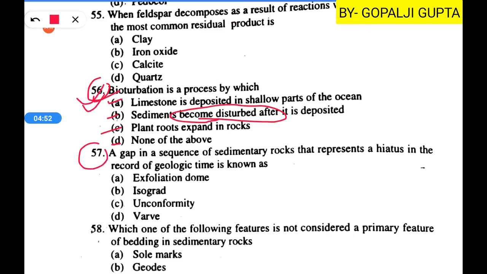Then question number 57 is, a gap in a sequence of sedimentary rock that represents a hiatus in the record of geological time is known as what? This is simply known as an unconformity. I hope most of you already know this.